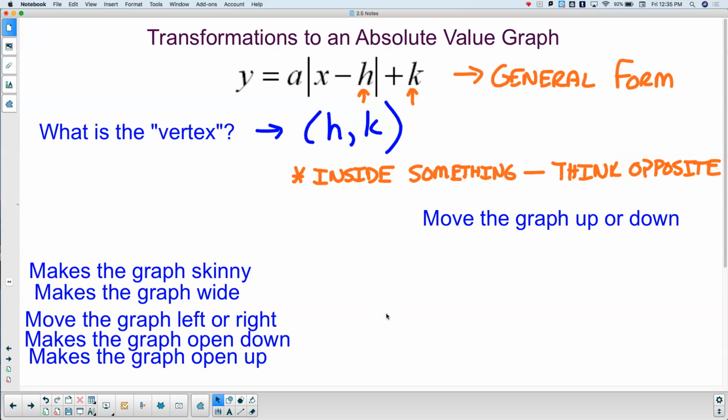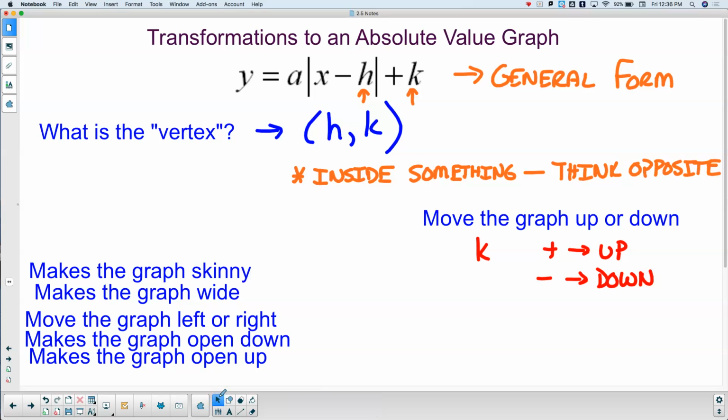Moving the graph up or down, that's going to be K. If K is positive, it goes up. If K is negative, the whole thing gets either lifted up or shifted down. And it all comes from K.